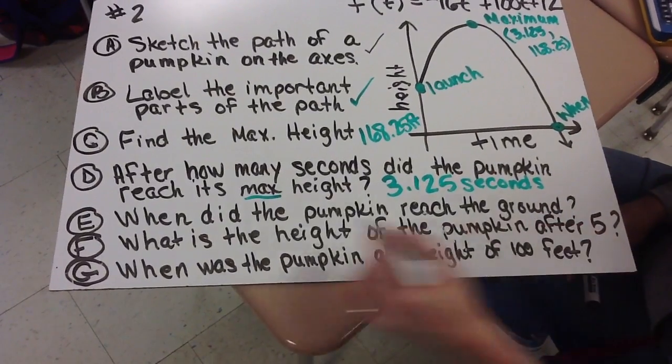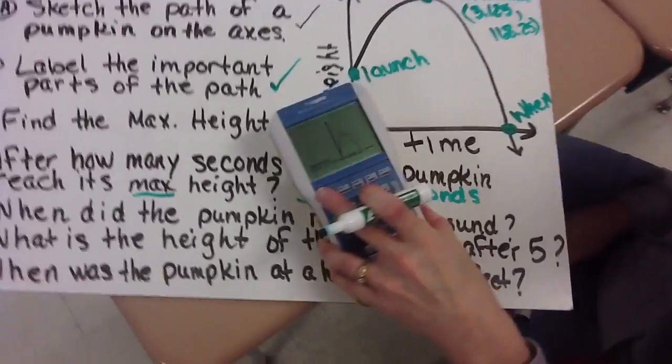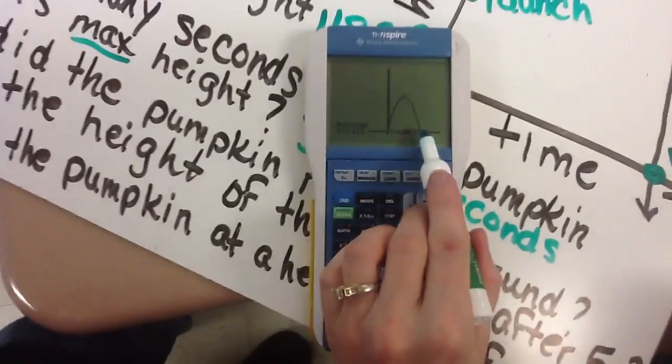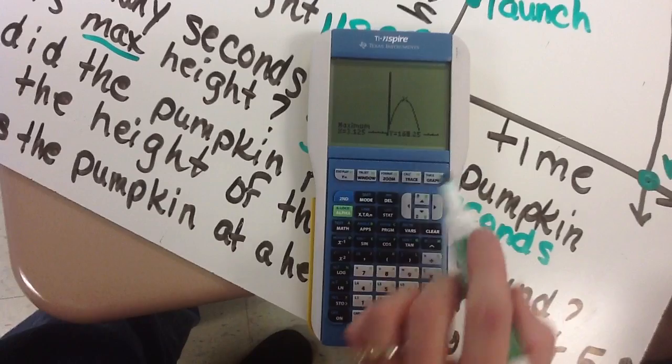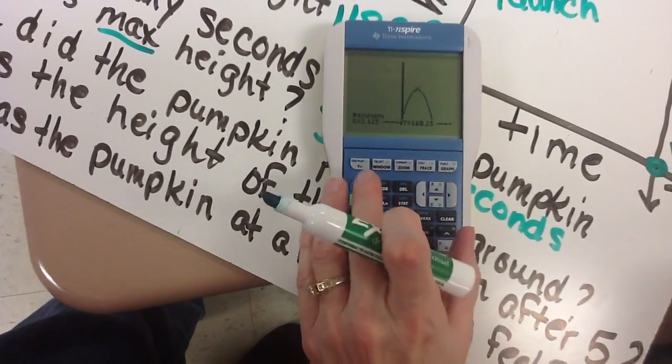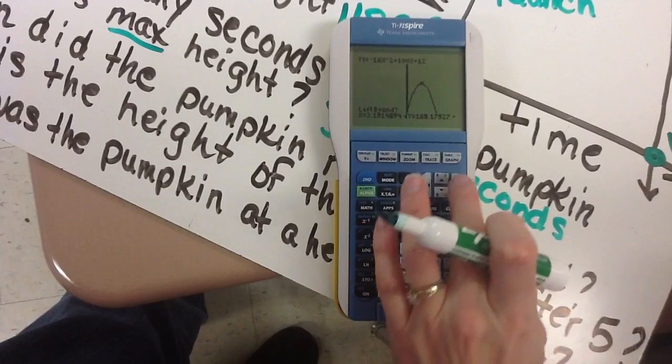Okay. Now the next question says, when did the pumpkin reach the ground? So I gotta go back to my graphing calculator. That's this spot right here, when my time ran out and the height ran out. So I'm going to do second trace, finding a 0 again, number 2.